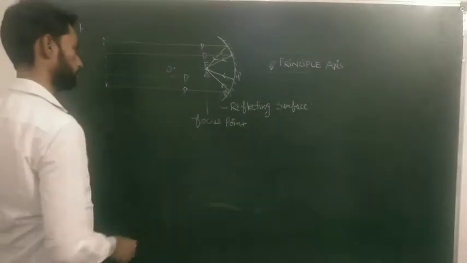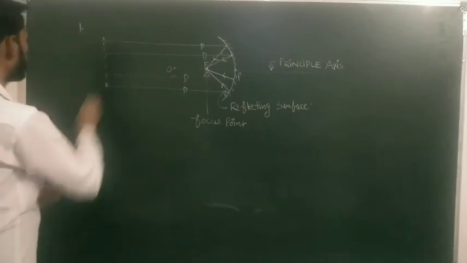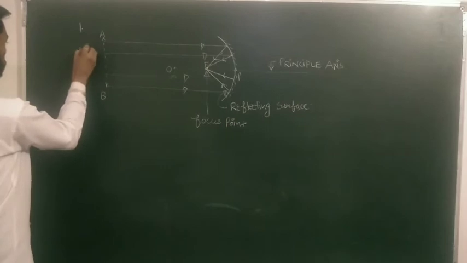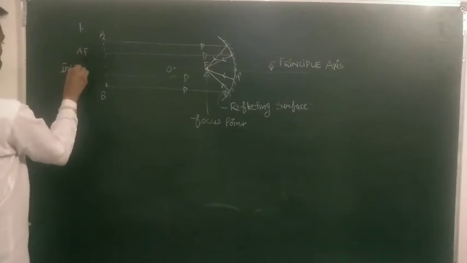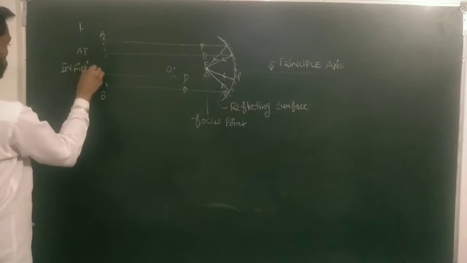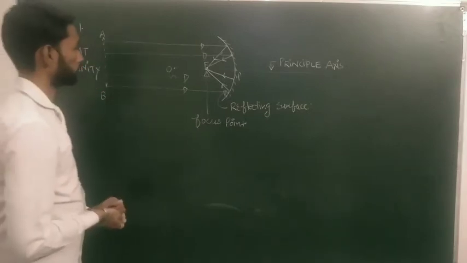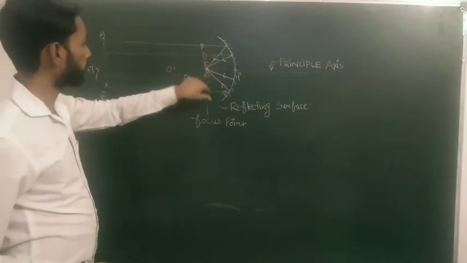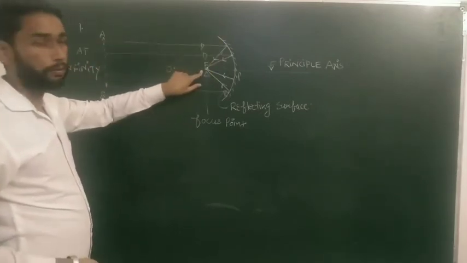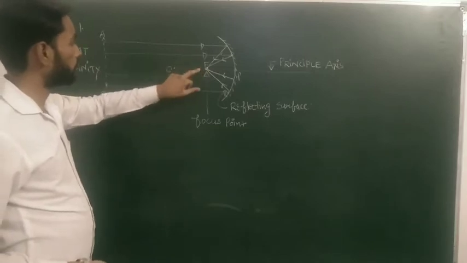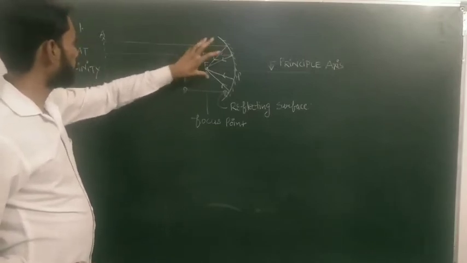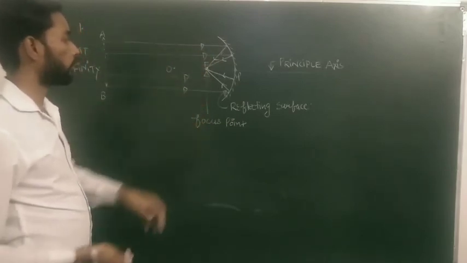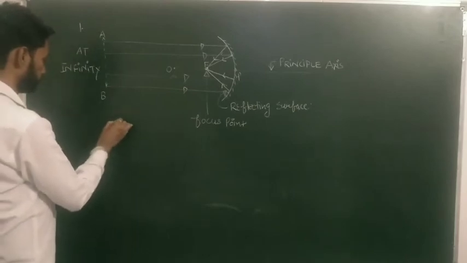So if this is an object AB at infinity, after reflection, they meet at a point, the focus point. At the focus point all rays are converged. So this mirror is also called a converging mirror.